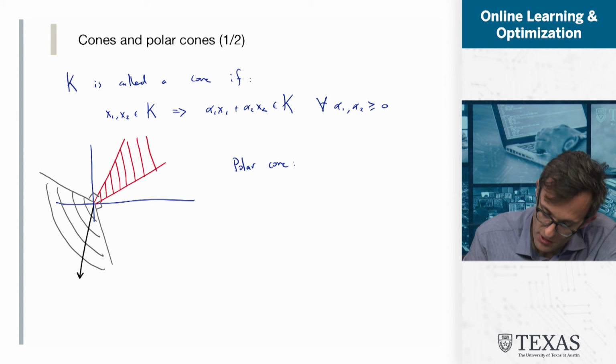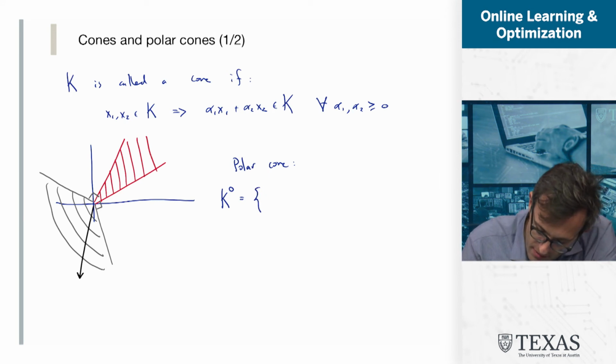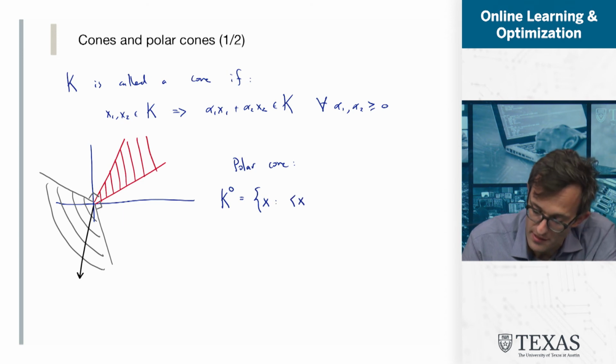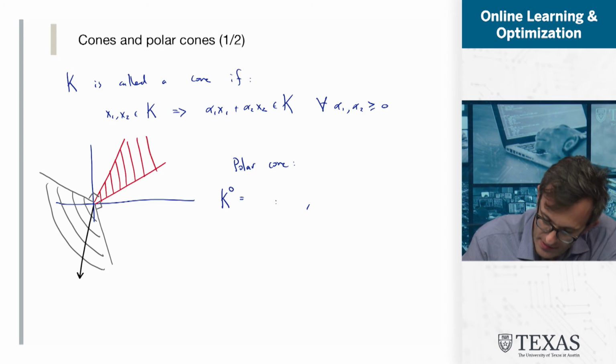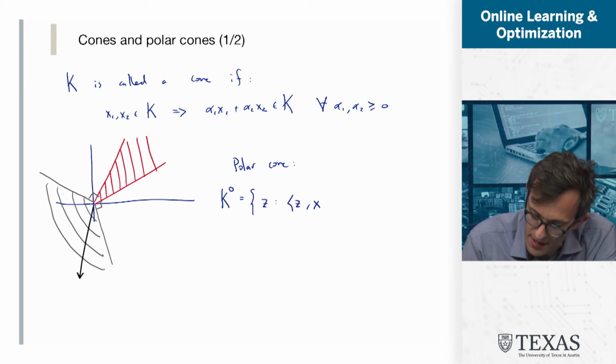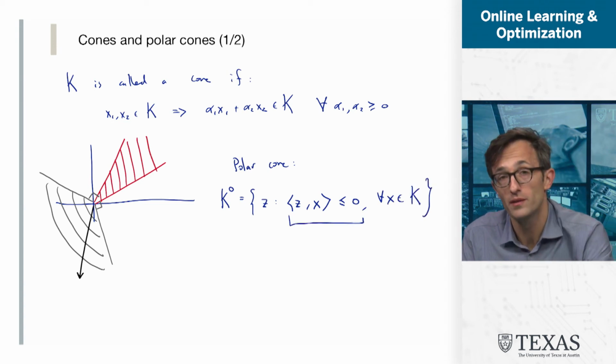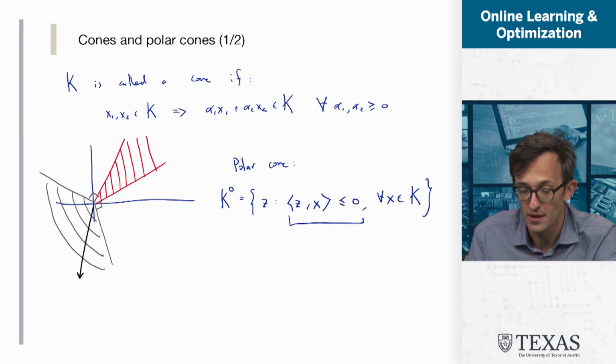So let's make this definition. The polar cone, sometimes denoted like that, is equal to all vectors z, such that the dot product of z with x is less than or equal to 0 for any x in my cone. Remember that this is our condition that's equivalent to making an angle that's greater than or equal to 90 degrees.